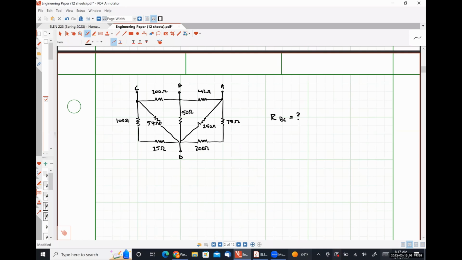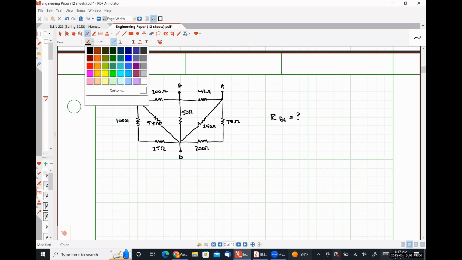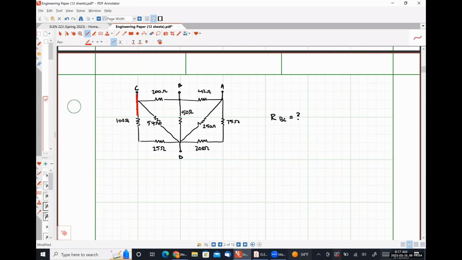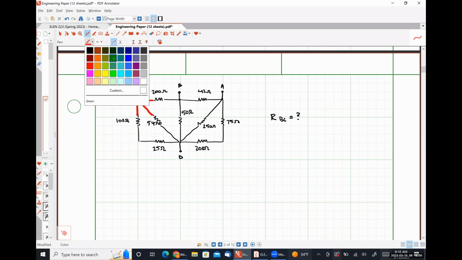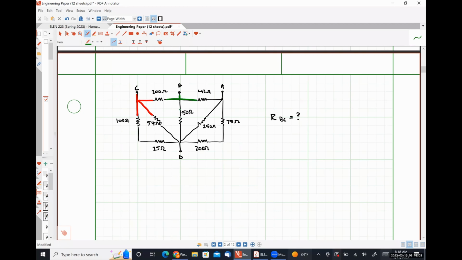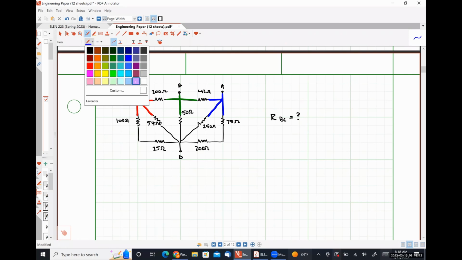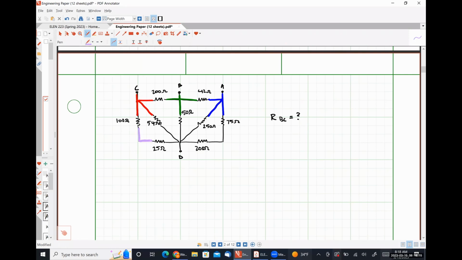Okay. So the first thing that I'm going to do in any problem like this, where I can't just look at it and tell how it's going to combine, is identify all of my nodes. All right. So using lots of different pretty colors, let's take a crack at that. So I have this node over here in red. This node here in green. I have this blue node. I have this light purple node. I have this pink node over here, and let's use this light blue color.